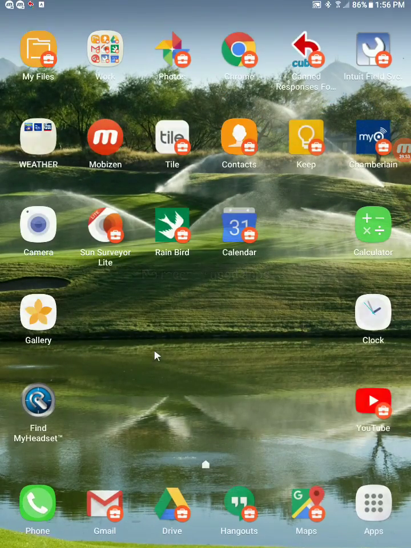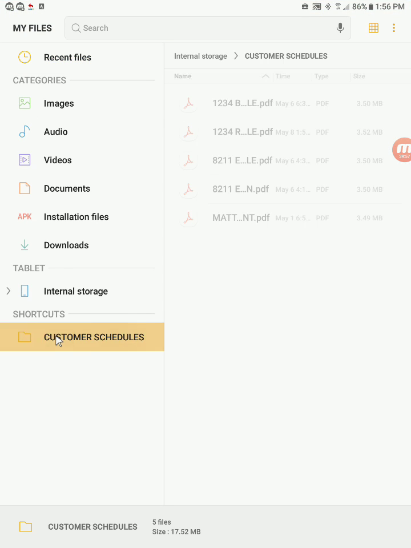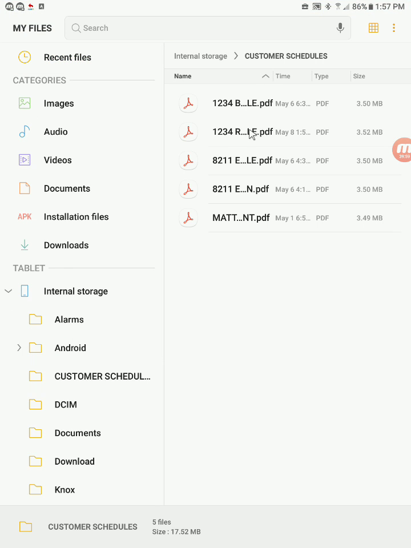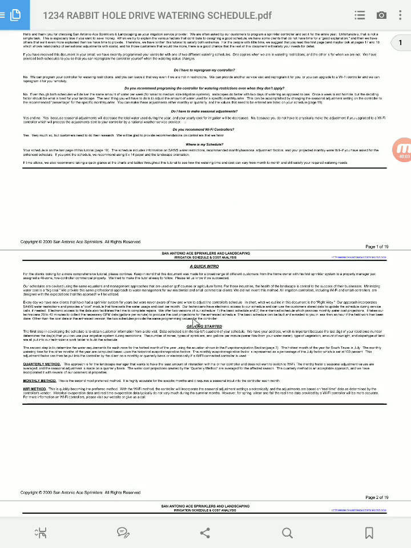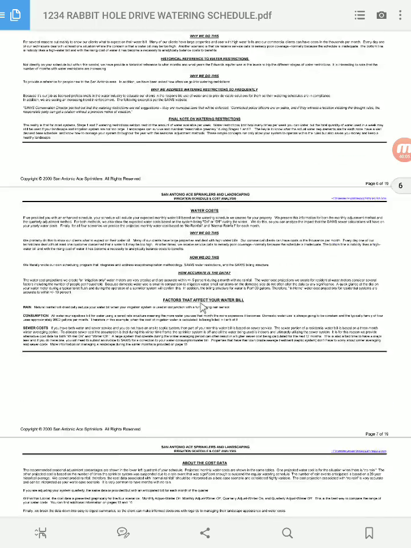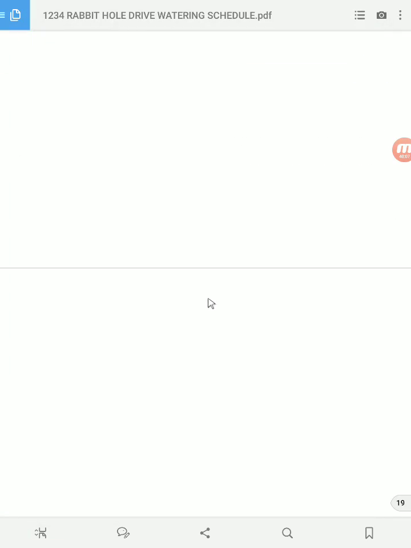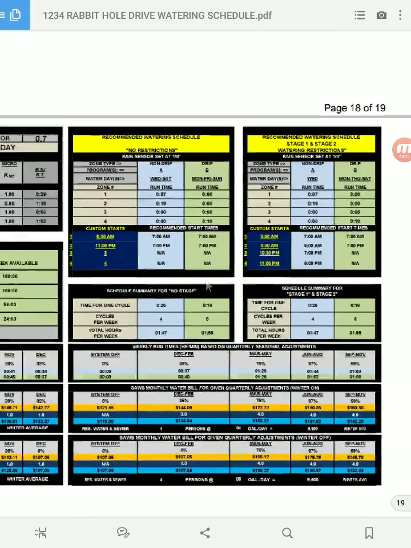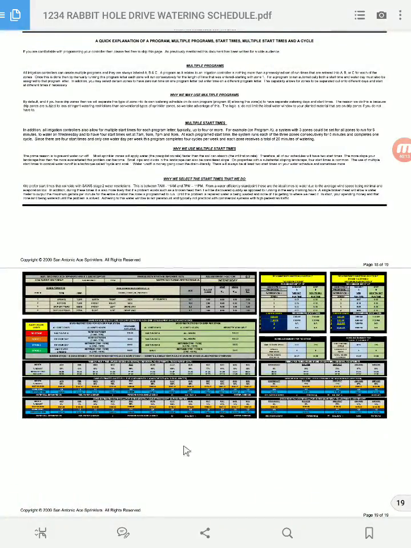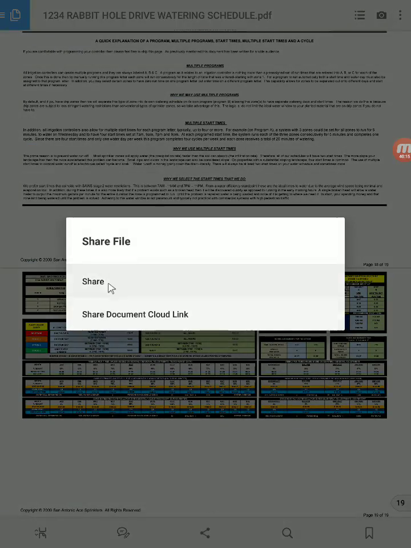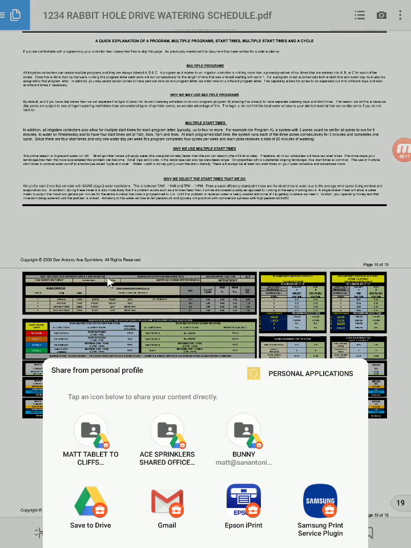Okay. Go back into my files. I'm going to my customer schedules. I get rabbit hole lane. Just want to make sure this is the right guy. Yeah, it is. It's got the custom start times on here. I share this back to my drive. I give a copy for the office so the office can keep track of it. Save to drive.